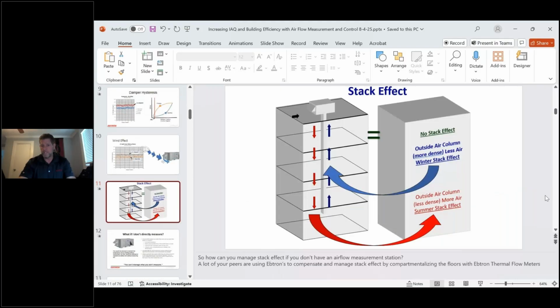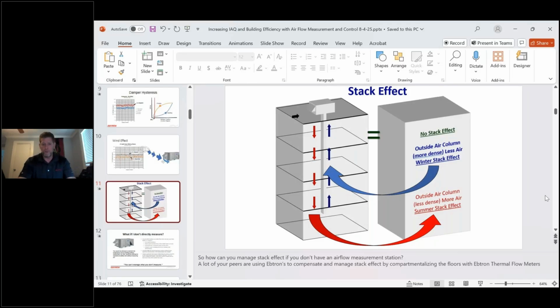And another effect is stack effect, and especially up in the Northeast, high-rise buildings, you're going to see a lot of stack effect in the wintertime. The whistling up the elevator shaft, that type of thing. And what we're talking about here is not necessarily how this affects your return duct, which it does, and we can talk about that and ways to mitigate that.